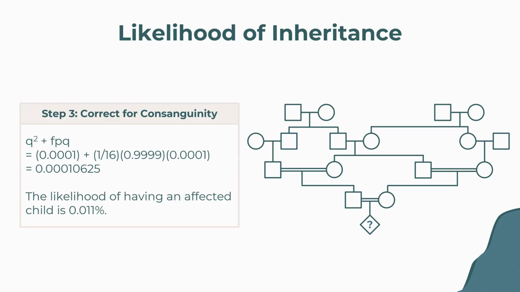As I mentioned earlier, now we need to correct the Hardy-Weinberg equation for consanguinity. So we'd use the equation Q squared plus FPQ, where F is the coefficient of inbreeding. The likelihood of IB1 and IB2 having an affected child is, therefore, 0.011%.